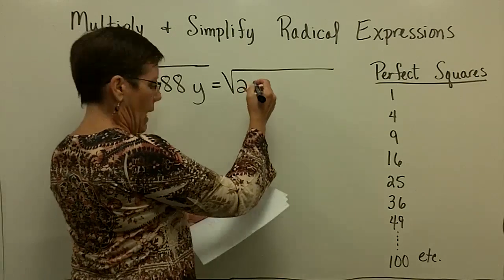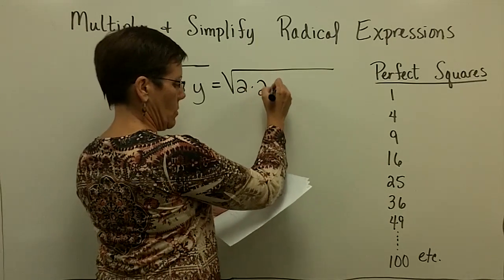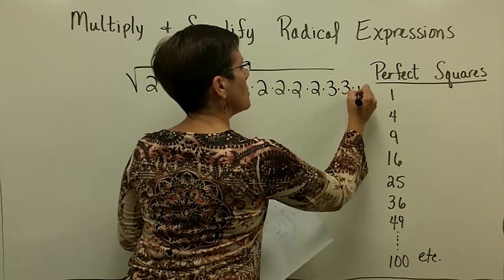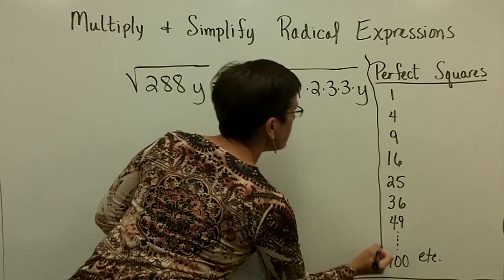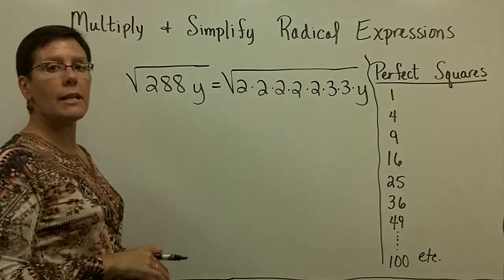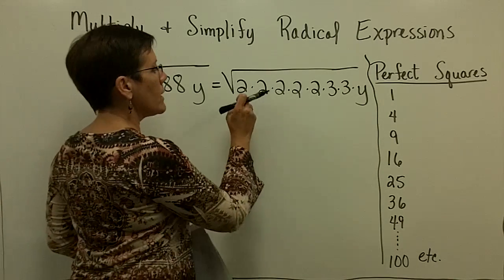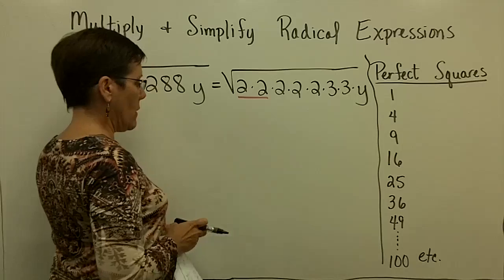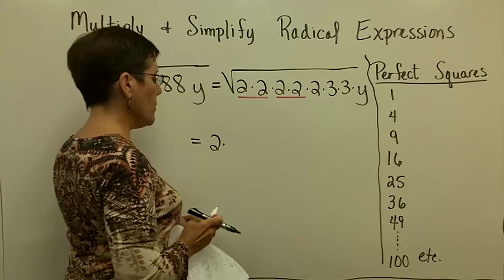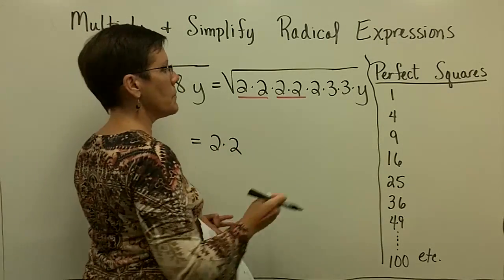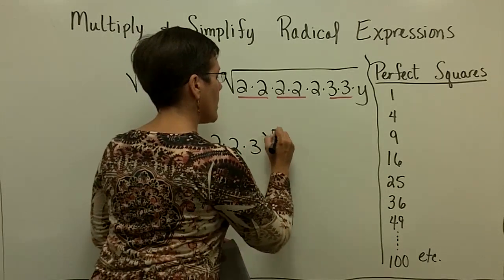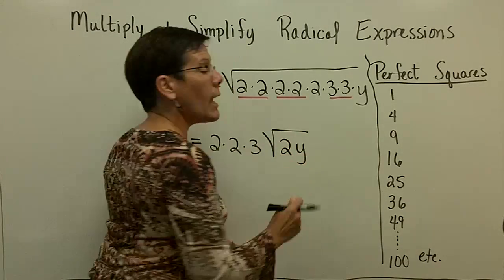Okay? And so I end up needing 2 times 2 times 2 times 2 times 2 times 3 times 3, times y. Those factors multiply together to be 288. So I look and I say, oh, there's a pair. That comes out. And here's another pair that comes out of the radical. And here's another pair that comes out of the radical. And what's left underneath is a 2 and a y.